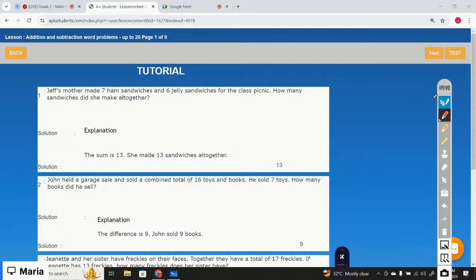You need to understand the question. Then you have to see which operation you have to perform, either add or subtract.